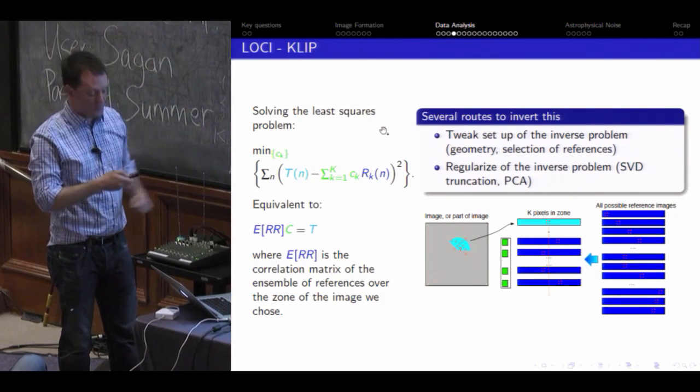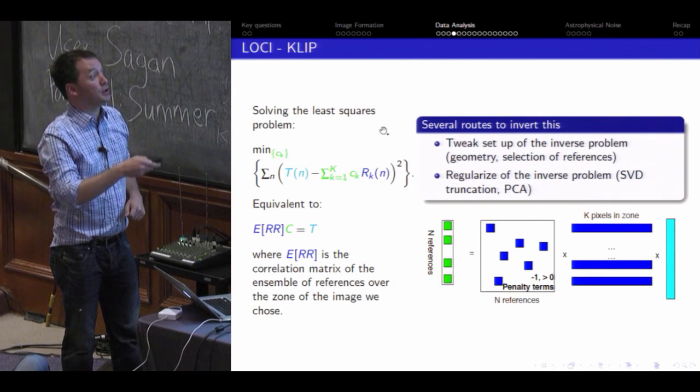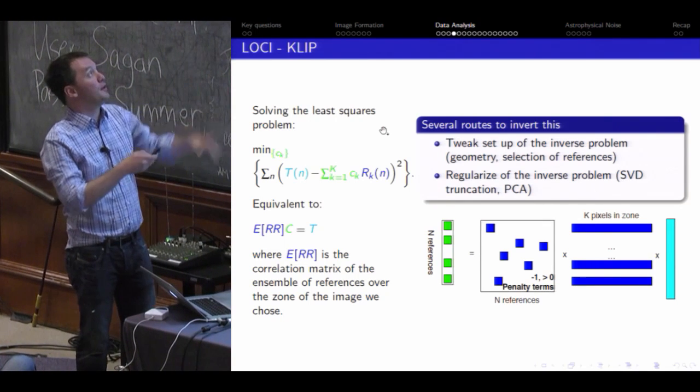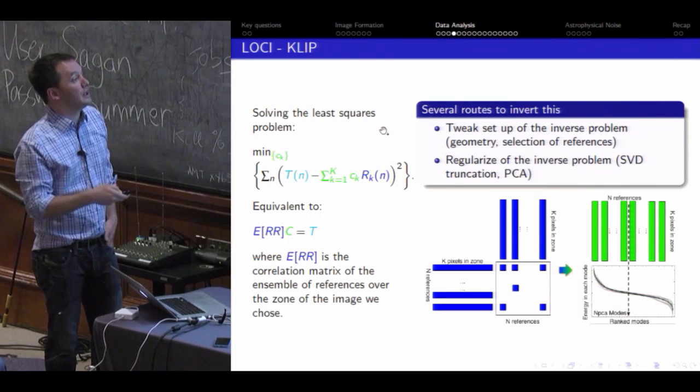There's just a bunch of knobs you can turn. You can also turn knobs on the actual matrix inversion, and there's a bunch of papers talking about that. The key thing here is, again, we're trying to do it in a least square sense.